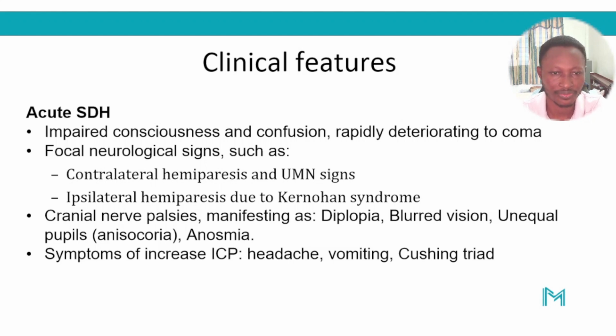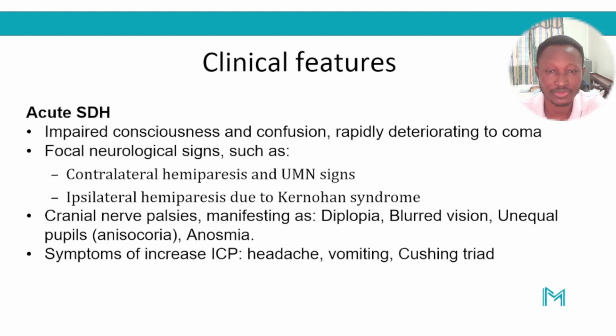But typically what you see is contralateral hemiparesis because of the impact of the hematoma on the lateral side of the brain. Then you can have cranial nerve palsies manifesting with double vision, so diplopia, and blurred vision. You have unequal pupils, so anisocoria. Then you can also have anosmia because of olfactory nerve involvement. Then you have symptoms of increased intracranial pressure, so headache and vomiting.